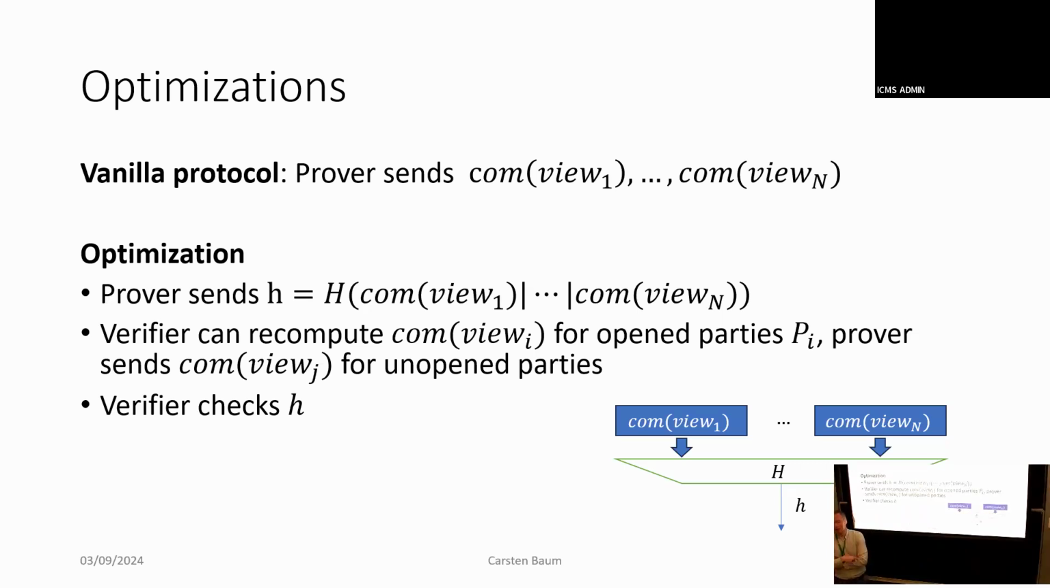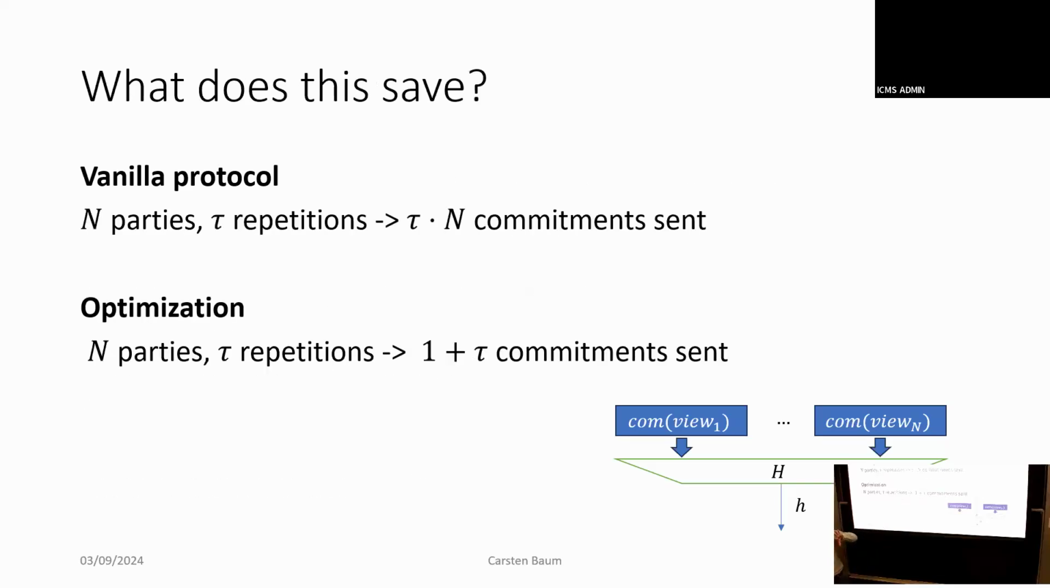Okay, but yeah, we need that anyways. But okay, instead of sending a lot of commitments, just send one short hash, right? And if you do parallel repetition, that is even better, right? So if you have tau instances where you do the MPC in the head scheme in parallel because you need to boost soundness to something negligible.